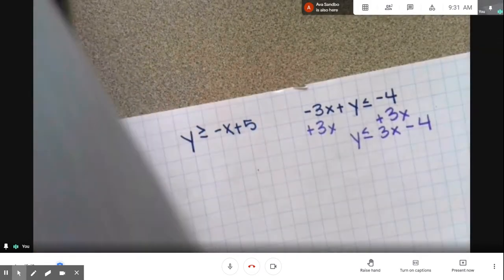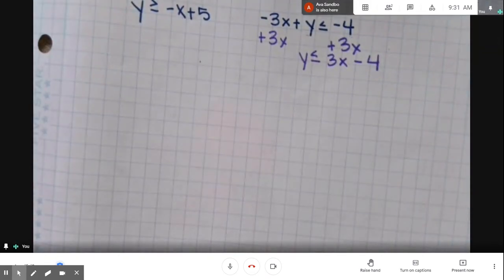So start making that graph right now. I'll set some rulers out if you prefer to use rulers when you graph.